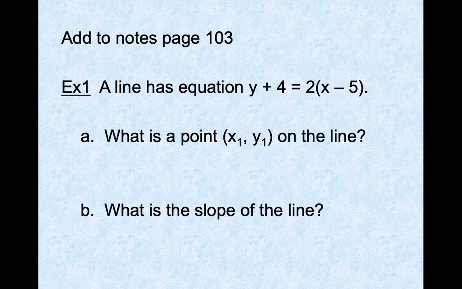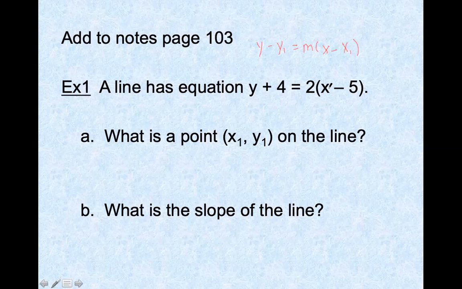All right, welcome back. We have example 1: a line has equation y plus 4 equals 2 times the quantity x minus 5. What is a point (x1, y1) on the line? So remember, let me grab my pen here. Remember, point-slope form looks like y minus y1 equals m times x minus x1. All right, that's the general form of point-slope form.